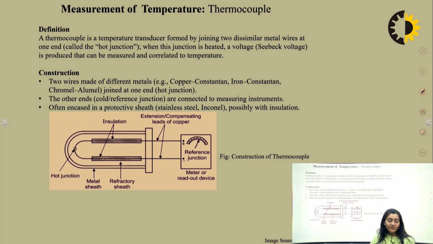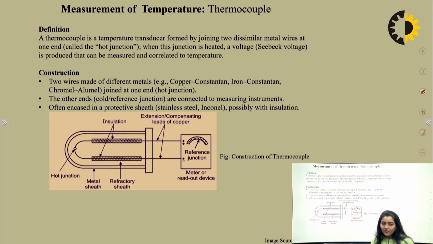A thermocouple has a very wide range and is highly linear. So it is mostly built for industrial purposes only. A thermocouple is a temperature transducer formed by joining two dissimilar metal wires at one end, called the hot junction. When this junction is heated, a voltage called the Seebeck voltage is produced; it basically works on the principle of the Seebeck effect. That voltage can be measured and correlated to the temperature. So it is a kind of active transducer.